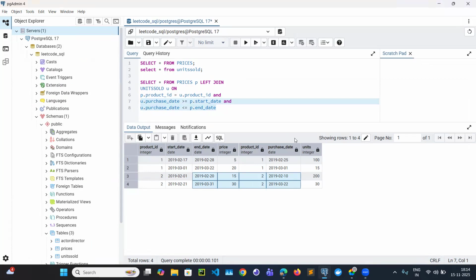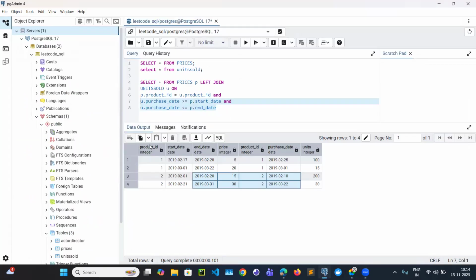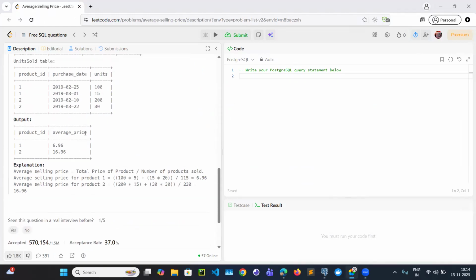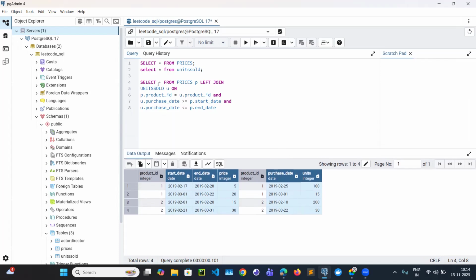So that's why we need to put this condition, but we are getting a lot of unnecessary details like product ID in the output. Let's see what we need: product ID and the average price. We are mainly interested in the price column and the units column. The date column doesn't make any sense now, right? So from P we can get the product ID and the price, and from U we can get the units.